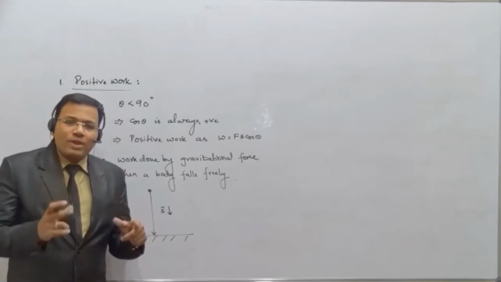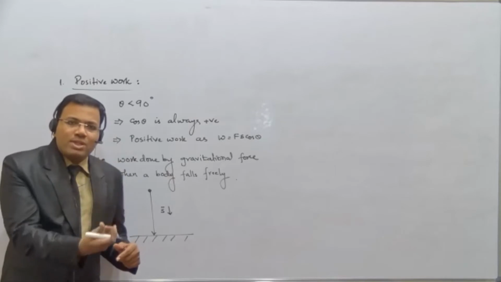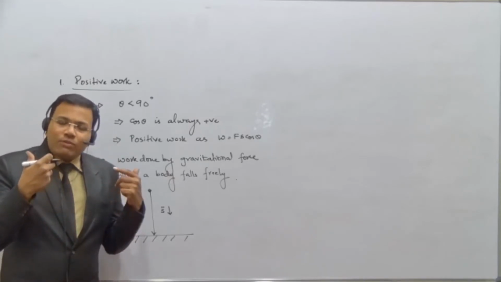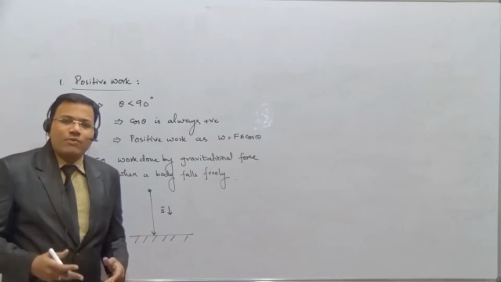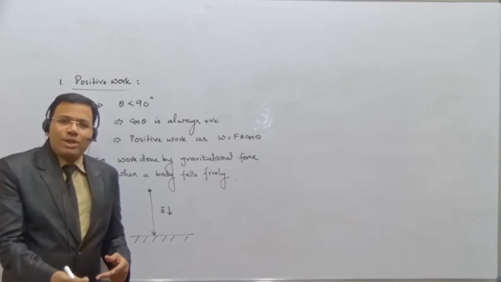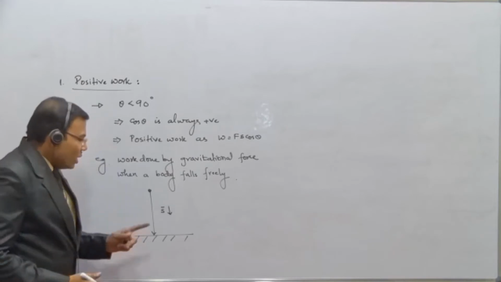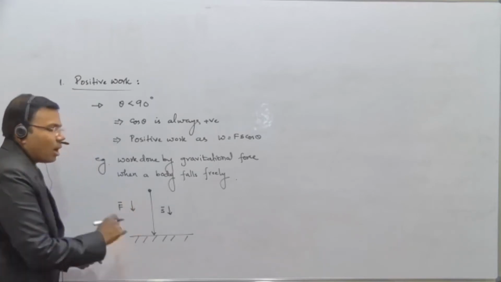Gravitational force always acts in the downward direction, that is toward the surface, or I can say toward the center of the earth. So when the body is freely falling, or when the body is projected upward, irrespective of the situation, the gravitational force, that is the weight of the body, always acts vertically downwards. So if you see here, the direction of the force vector is down.